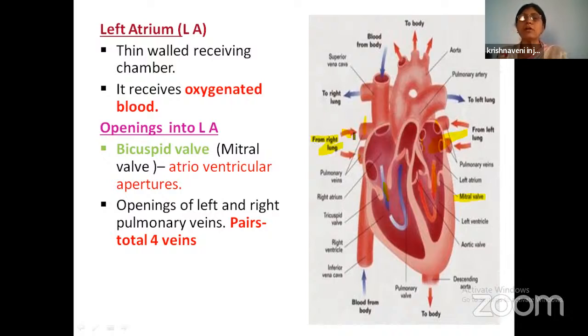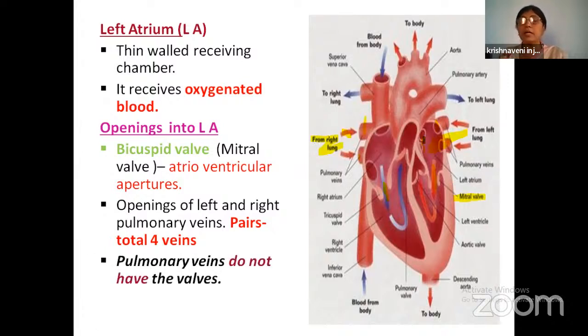These pulmonary veins: this is 1 pair, this is the other pair. 1 pair from the left side and the other pair from the right side. All the 4 openings you can observe in the left atrium. So the atrium is filled by blood through these openings. I think you have observed and understood.